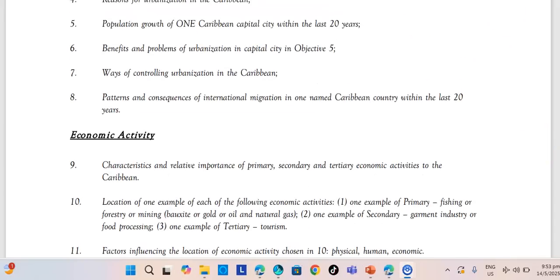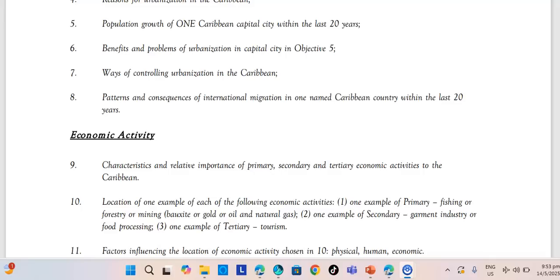All right, so the capital city that I will be looking at is Kingston, Jamaica. Now, the population growth in the last 20 years. So over the past 20 years, Kingston's population has grown slowly. Some people move to urban areas like Kingston from rural parts of Jamaica, looking for better jobs, education, and health care. However, many Jamaicans have also migrated abroad, which slowed down the growth.